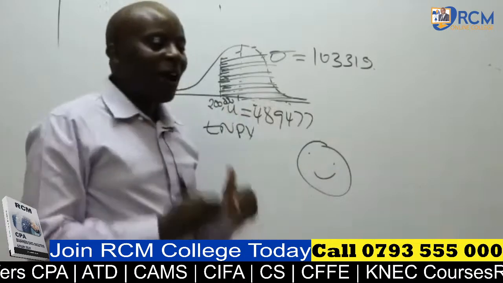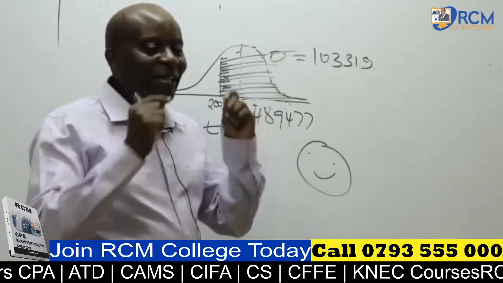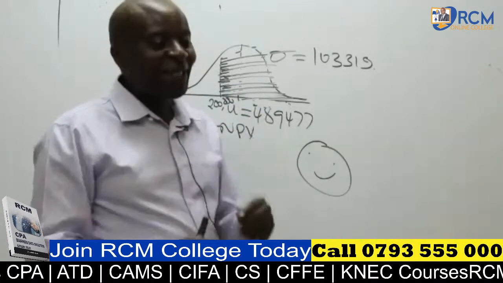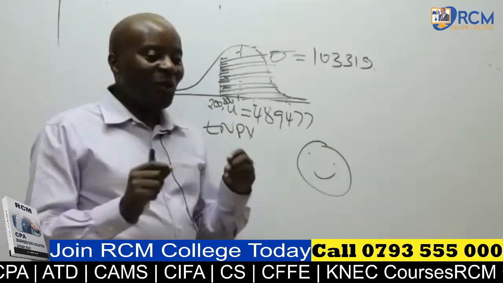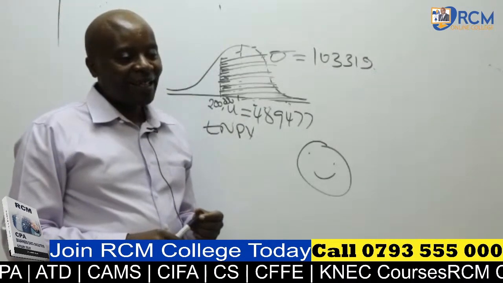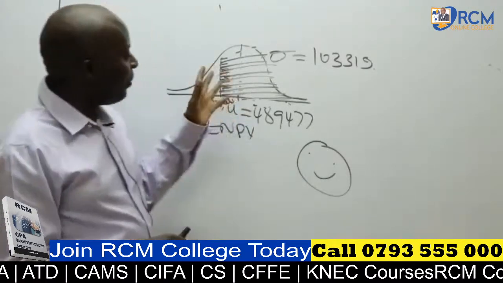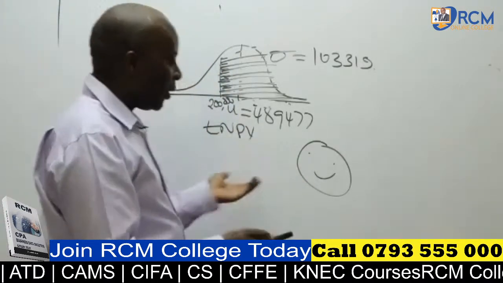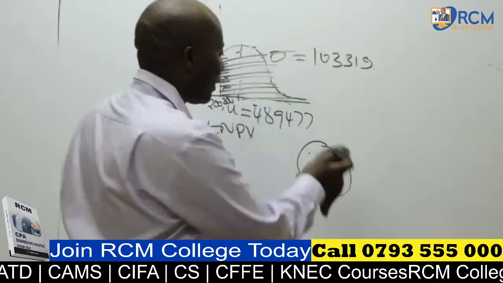Now, after reaching there, ladies and gentlemen, what should we do next? The normal distribution calculation is the last step. Once you have drawn the normal curve, the next thing is Z. You standardize.